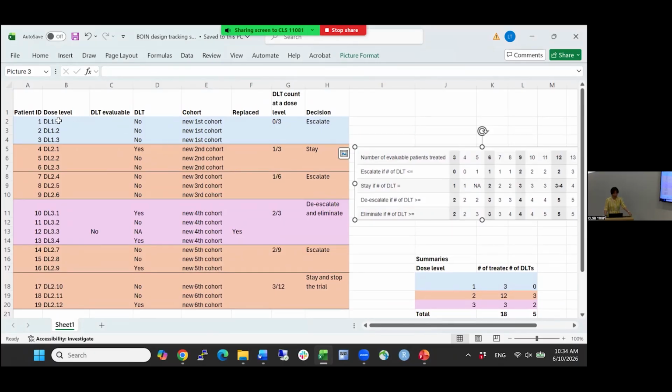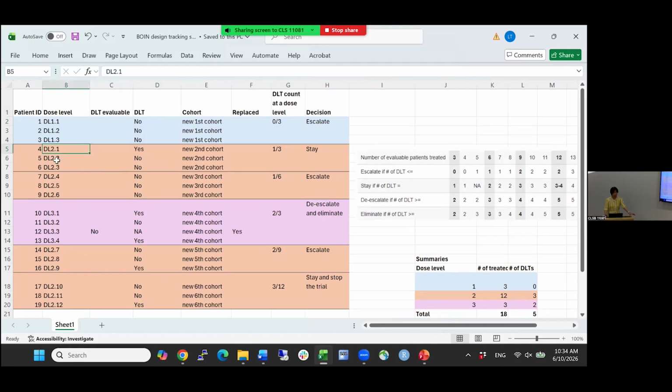First, we enroll 3 patients because we start at dose level 1. So we enroll 1 to 3 patients to dose level 1, and we evaluate whether they are evaluable patients. Then we evaluate their DLT. We can say none of them have DLT. That's 0 out of 3. We go to this boundary table, 0 out of 3. The decision is escalate. Then we go to dose level 2.